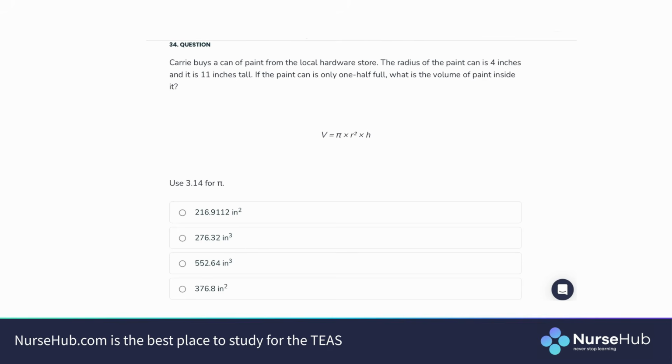Question 34. Carrie buys a can of paint from the local hardware store. The radius of the paint can is 4 inches and it is 11 inches tall. If the paint can is only 1/2 full, what is the volume of paint inside it? And luckily this time we see that we are given a formula. So volume equals pi times r squared times height.